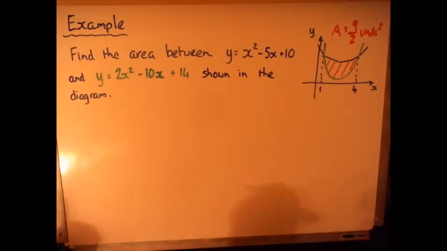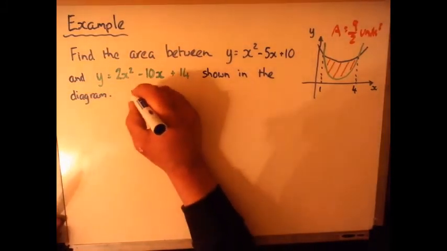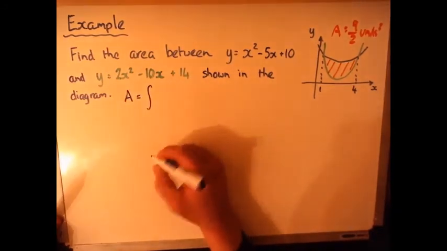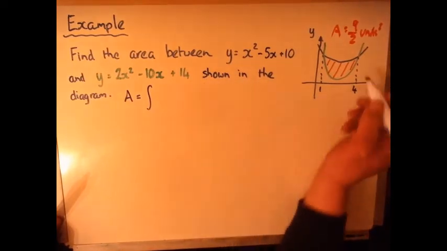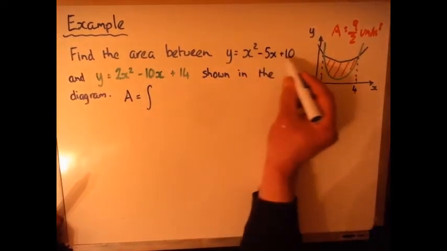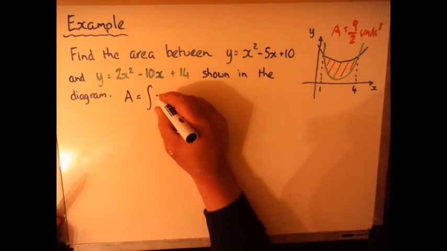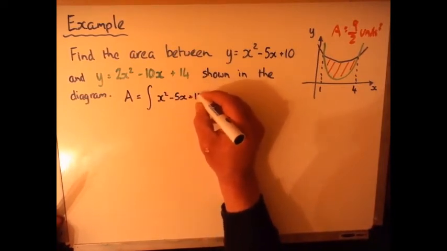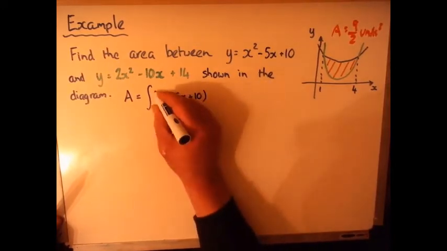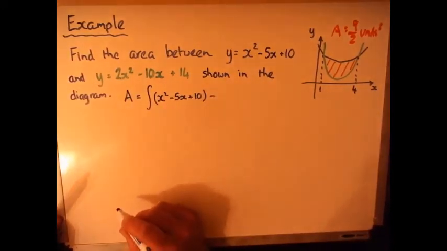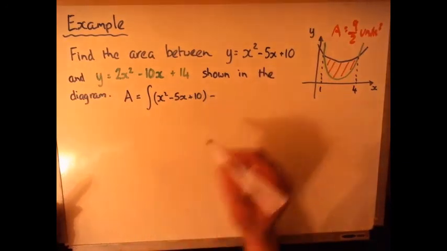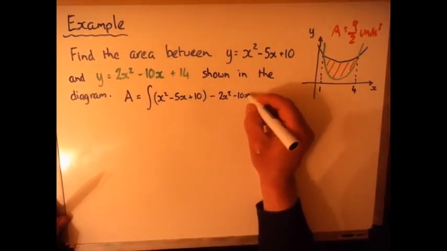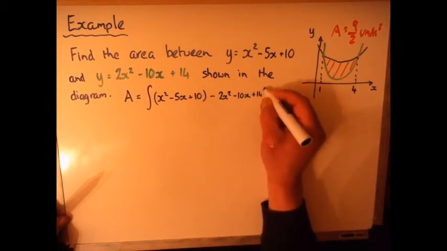So we now have a quick rule for doing this, which you've just copied up in your note. It's given by the top curve, which in our case is this blue curve. So it's going to be x squared minus 5x plus 10. That's my top curve. And from that we take away the bottom curve, which is this green one here. So we're going to take away from it 2x squared minus 10x plus 14.